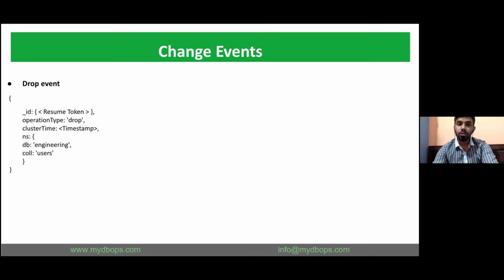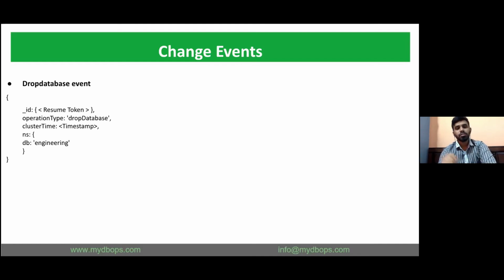Drop event is nothing but dropping of collections. Dropping of a collection will lead to an invalidate event. Let us take an example. If you are watching a collection, and you drop it, obviously it will lead to an invalidate event, right? So that is what it means, invalidate event.